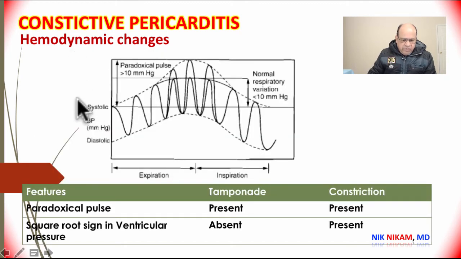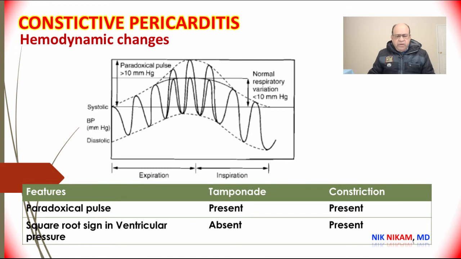Now let's talk about the paradoxical pulse. Normally, during inspiration, the blood pressure drops by about 10 millimeters of mercury, whereas in patients with constrictive pericarditis, the drop in blood pressure is greater than 10 millimeters. It is more like 20 millimeters of mercury, and this may be an important bedside clue for hemodynamic evidence of constrictive pericarditis.